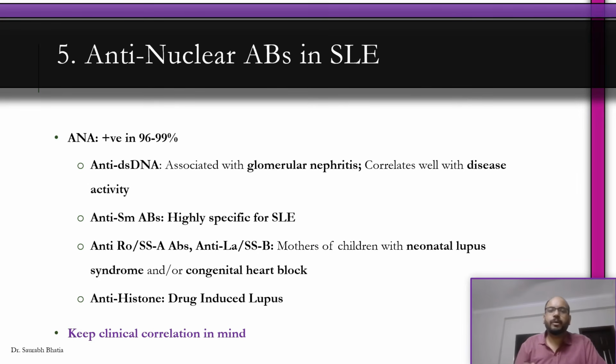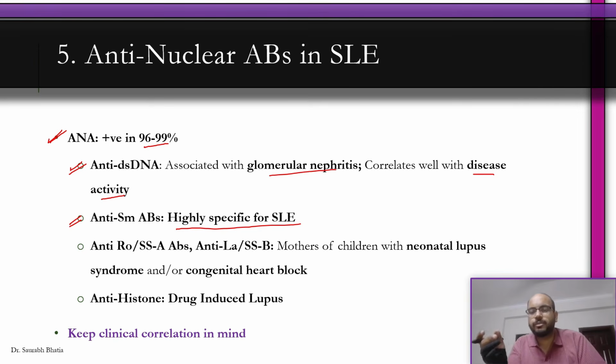So let's discuss the important aspect, the anti-nuclear antibodies in SLE. Anti-nuclear antibodies are positive in about 96 to 99% of cases of SLE. So it's the first autoantibody that you check, you get an ANA done. Now, after ANA is positive, you go forward and look for specific autoantibodies. If you look for anti-dsDNA antibodies, they are associated with glomerular nephritis and correlate well with disease activity. Anti-Smith antibody is highly specific for SLE, but can be positive for other CTDs also, and it is a very important autoantibody to look for.